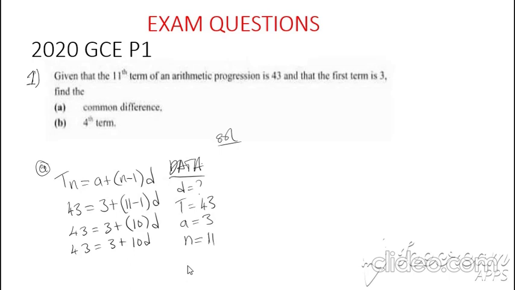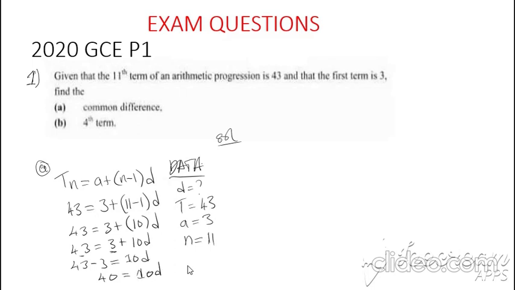So you are looking for d now. Have you seen it has become an equation? Since you're looking for d, you can just cross this 3 over the equal sign. So it will be like this: 43 minus 3. When this positive 3 crosses the equal sign, it adopts a negative sign, and then we're going to have 10d, which is the common difference. So what is 43 minus 3? We're going to have 40 is equal to 10d, like that.